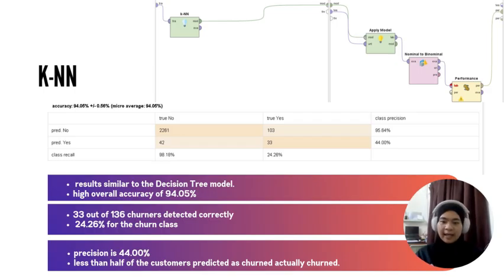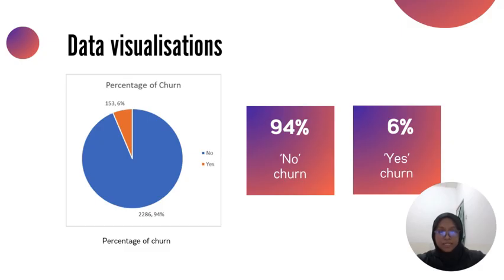So the next one is the KNN model. It behaves similarly to the decision tree with high accuracy but poor churn detection. It only identified 33 churners with a recall of 24.26% and focused mainly on active customers due to class imbalance. On the pie chart, we can see that 94% of customers did not churn, while 6%, which amounted to 153 customers, did churn. This indicates that most customers remain active, while a small portion stopped purchasing for an extended period.